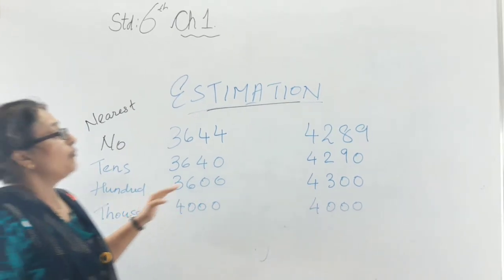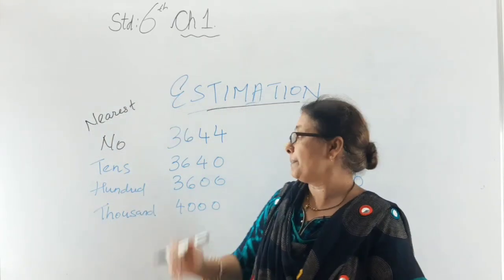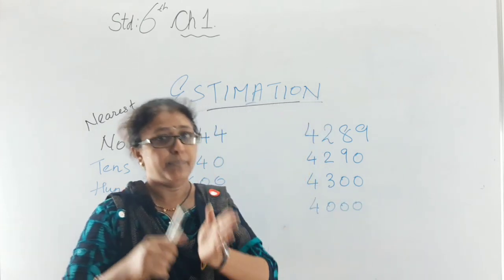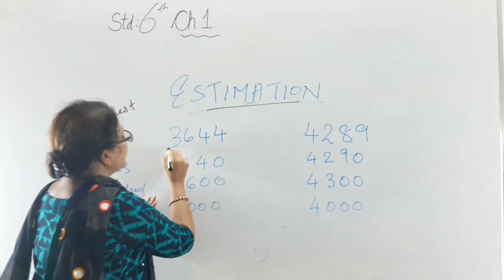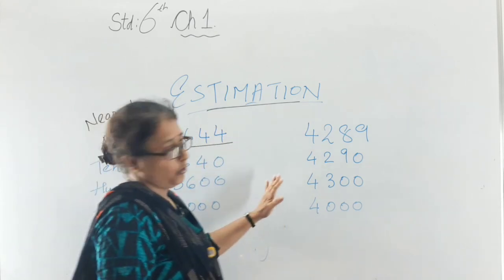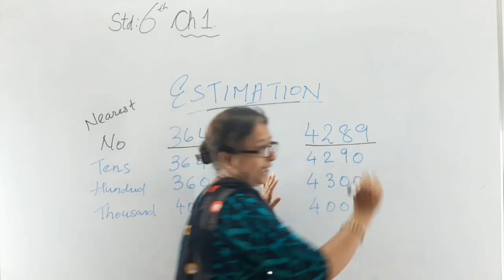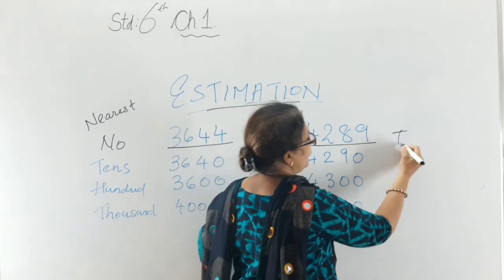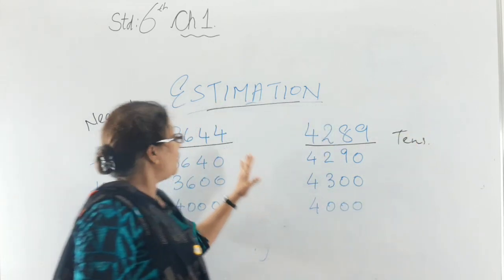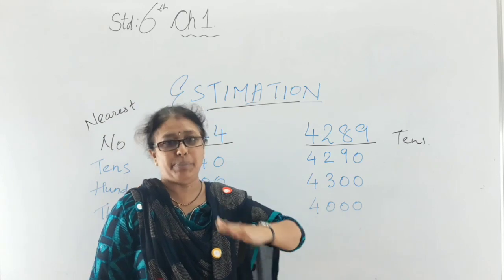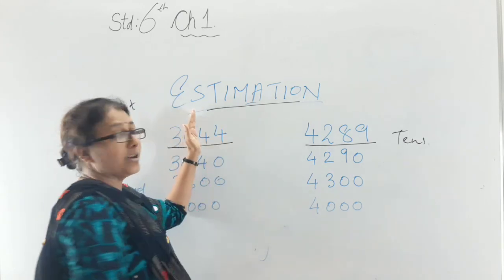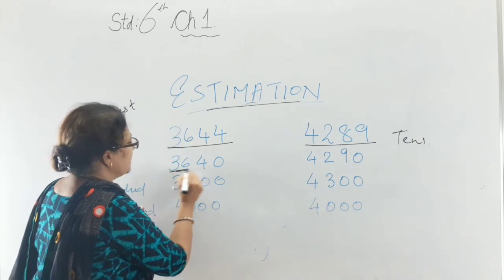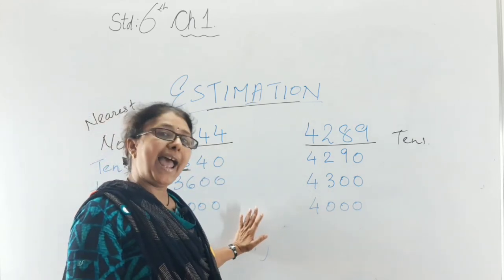Now I will explain how we find the estimated value for tens, hundreds and thousands. Students, I will be giving you two examples and we will solve them on the blackboard. What is the difference when we calculate it with tens, hundreds, thousands? For example, there is a number, say 3644 and 4289. First we will go for rounding off at the place of tens. When I am focusing on the tens place, I have to always focus on the last two digits. So the first two digits I will copy as they are.